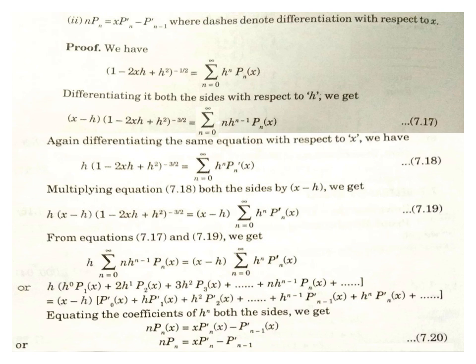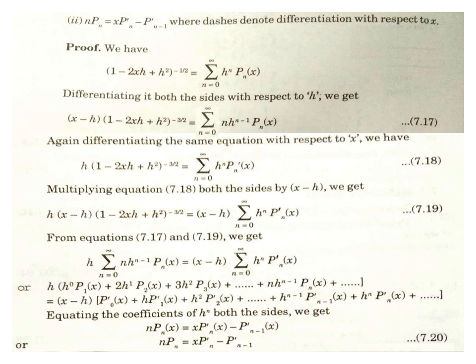And then by simplifying that expression, it is also possible to avoid writing that x. So it's written as n Pn equals x Pn' minus P(n-1)', which is known as equation 7.23, the important second recurrence relation for Legendre's function.